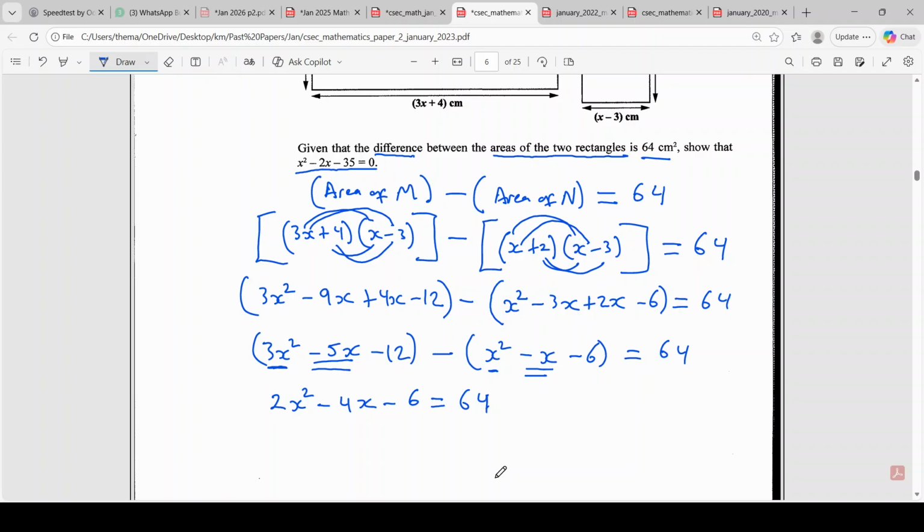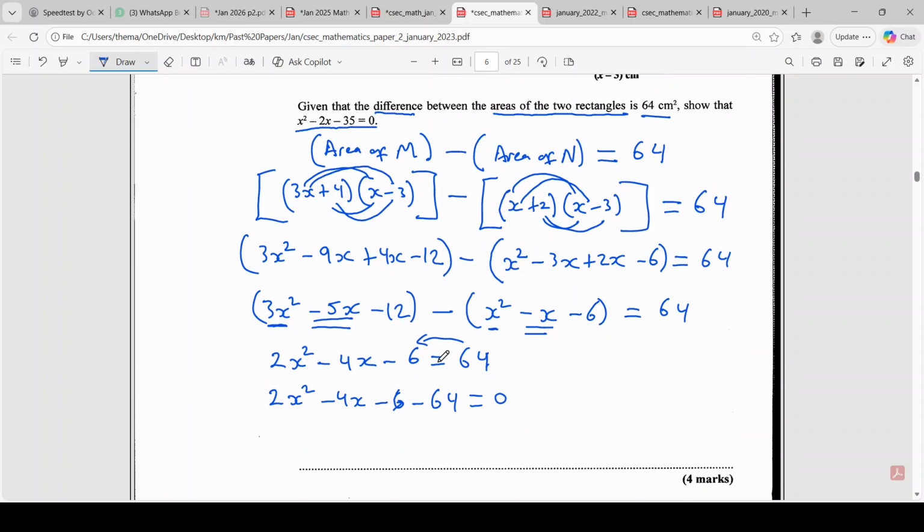Right, and then what do we want to get? We want to have 0 on the side. So therefore we should carry the 64 across here now. 2x squared minus 4x minus 6 minus 64 equal to 0. When we move the 64 across, it becomes minus 64, and we remain with 0 on that side. So here we have 2x squared minus 4x minus 6 minus 64, which is minus 70, equal to 0.